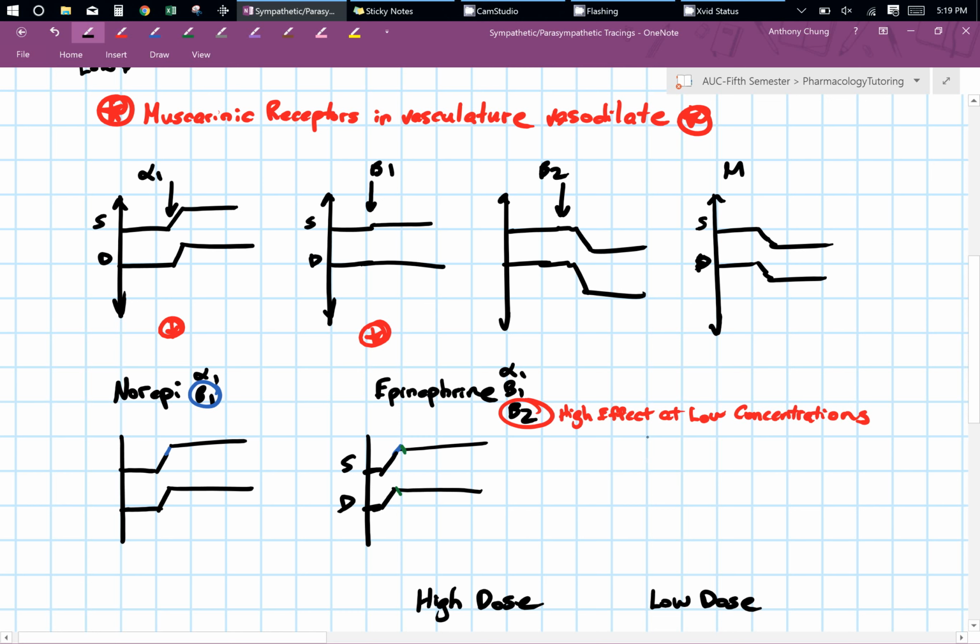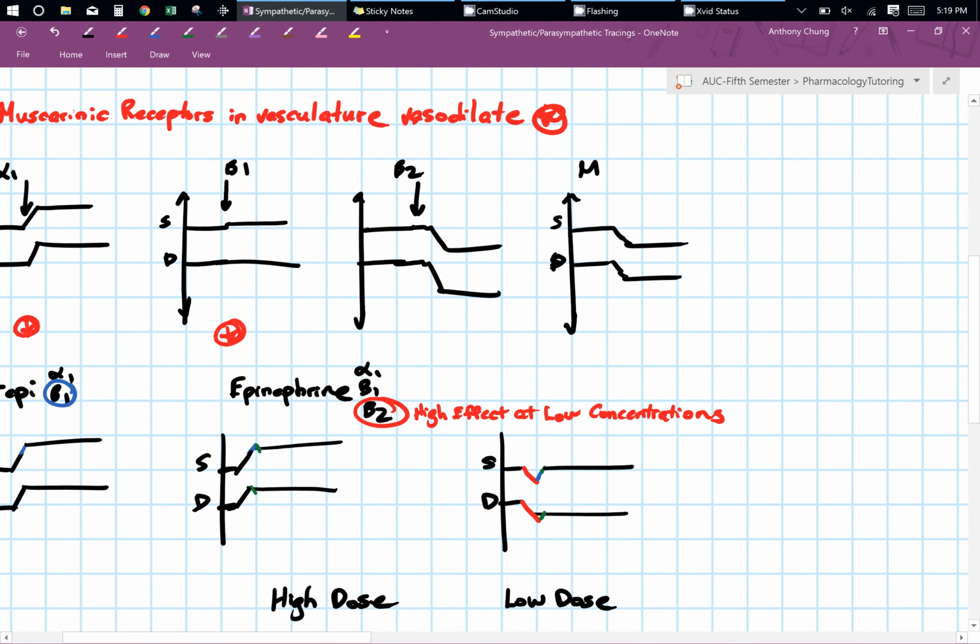So systolic and diastolic. What happens? Beta 2 is stronger. Let me just make it red. Beta 2 is going to have a stronger effect than the effect of your alpha 1 and beta 1. So obviously beta 1 is going to increase it a little bit like that. And then your alpha 1 is going to increase it a little bit too. But overall, what you're going to see is almost a flat line and then something that decreased.